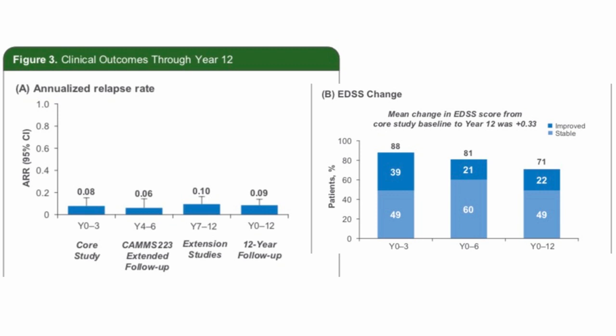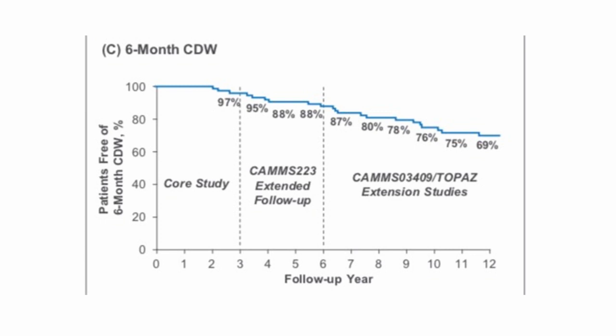But when we move on to 6-month confirmed disability progression, I think that needs a bit of work. You can see in that curve, the patients free of 6-month disability progression are steadily dropping. Now, the thing about the CAMS 223 study is they were recruiting people with an EDSS score less than 3. So there were some patients who were probably already progressing as they entered the study.